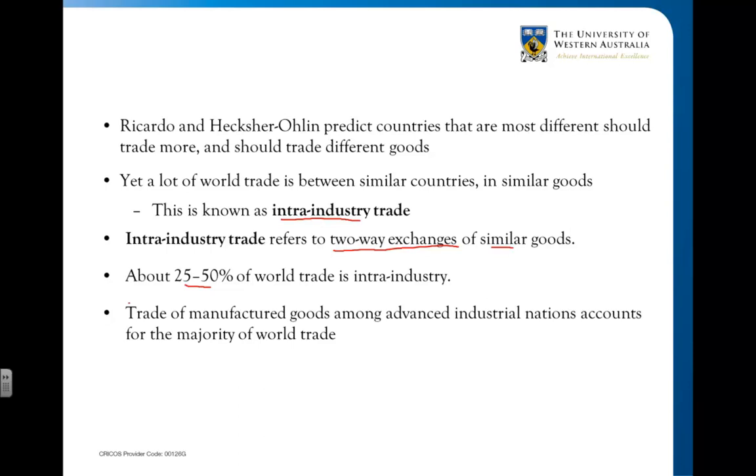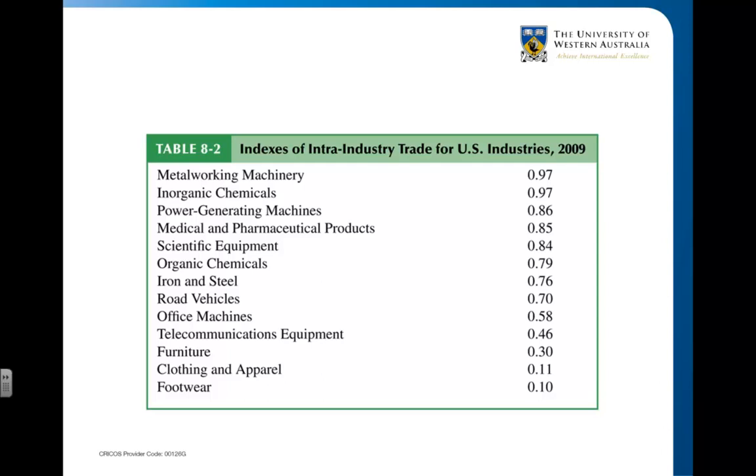For example, trade in manufactured goods has historically, anyway, been, or the majority of it has been, amongst advanced industrial countries. In other words, one developed country exporting its manufactured goods to another developed country, who also exports manufactured goods to the other country. And so we need to be able to explain this. You can see here that this is just for the US, of course, but the European data is actually very similar, where the amount of intra-industry trade is an index.